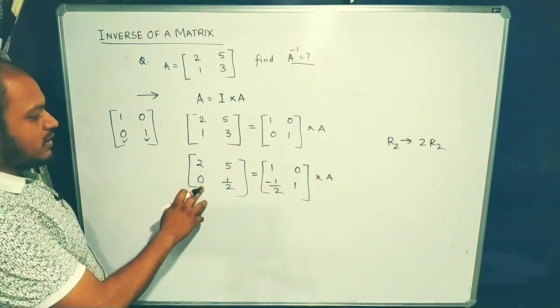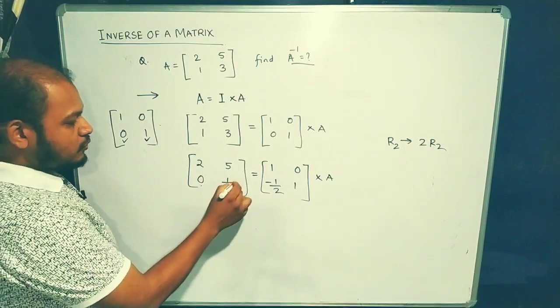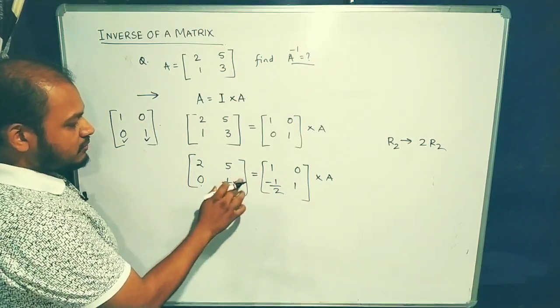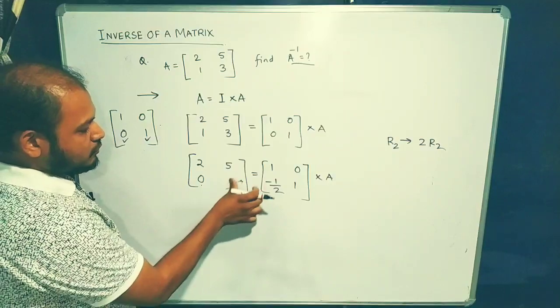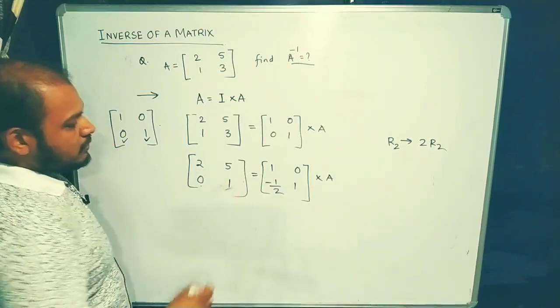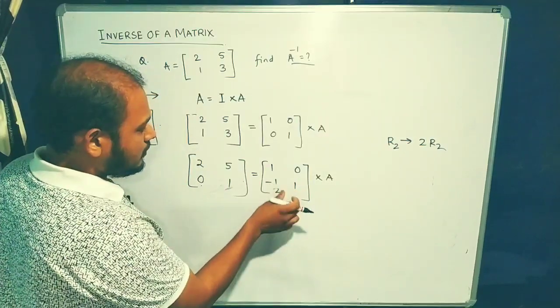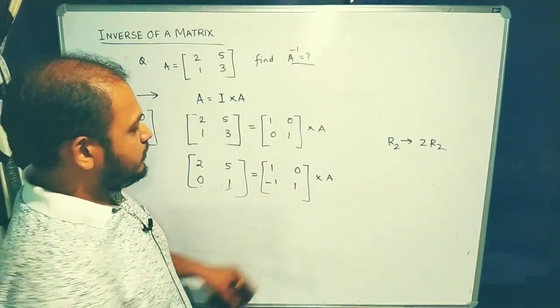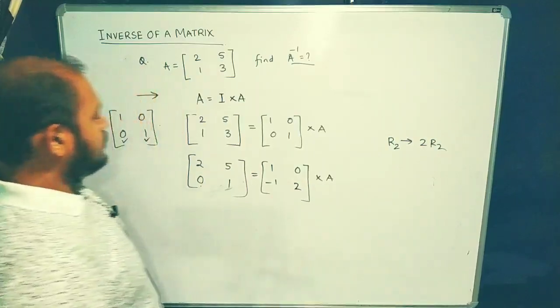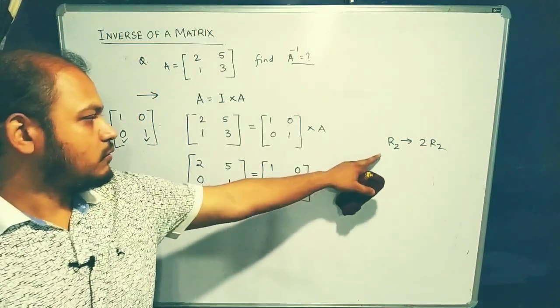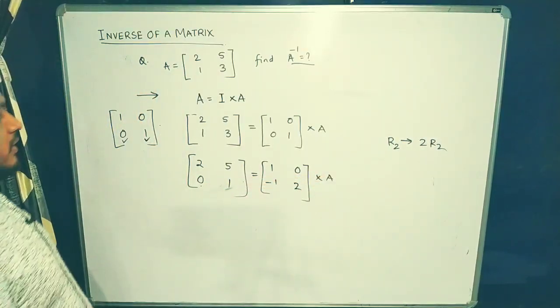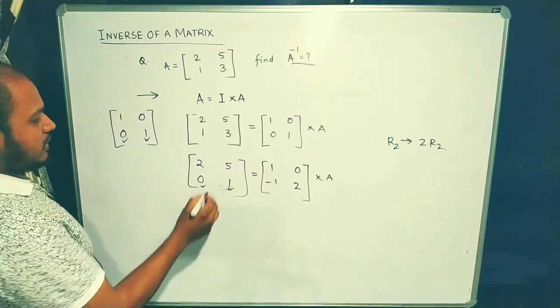So 0 into 2 becomes 0. Half into 2, the 2 cancels out, becomes 1. So half into 2 is equal to 1. Here also, minus half into 2 is equal to minus 1, and 1 into 2 becomes 2. So after this operation we are left with this matrix equation, and we are successfully attaining a 1 here.